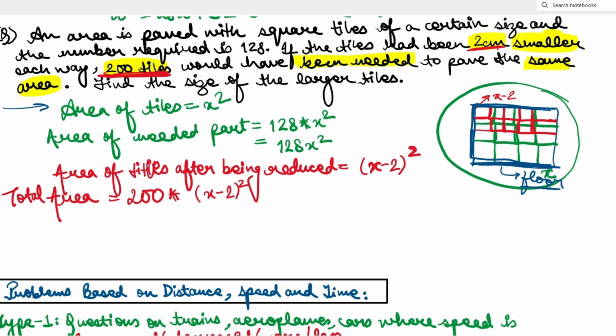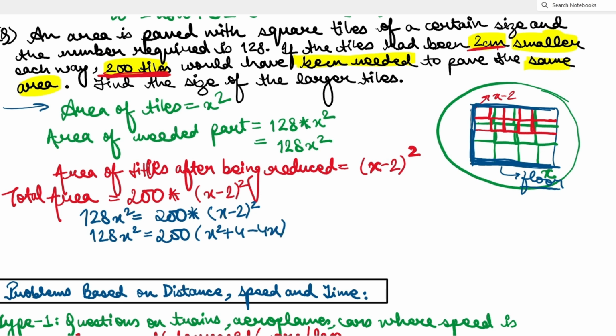In that case we can write it as 128x square is equal to 200 into x minus 2 whole square. Why? Because the area of both is the same. The tiles of size x cover that area, and when we reduce the size, they still cover the same area. So we can equate them. So you get 128x square is equal to 200 into x square plus 4 minus 4x. Now first of all, we can cancel these values. So you can write it as x square is equal to 200 by 128 into x square plus 4 minus 4x.